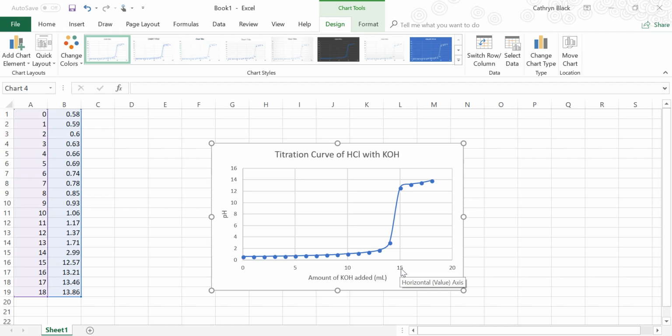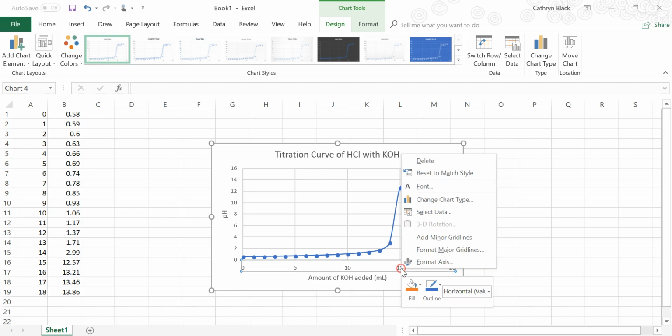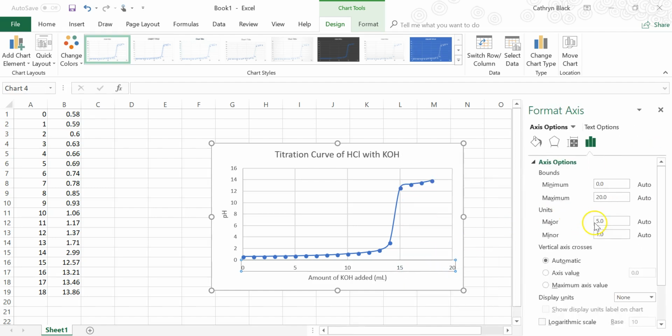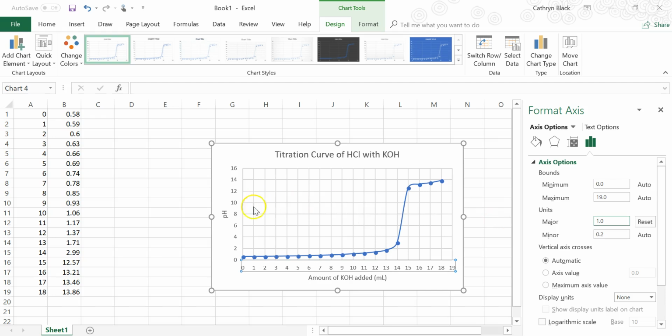So what you can do to fix that is we can right-click on the numbers along the x-axis and go to Format Axis. We can now change the major units from 5 to 1. And we can do the same thing by clicking on the numbers along the y-axis and changing it from 2 to 1.